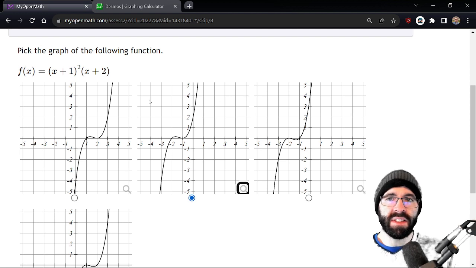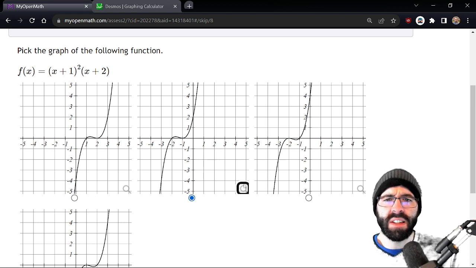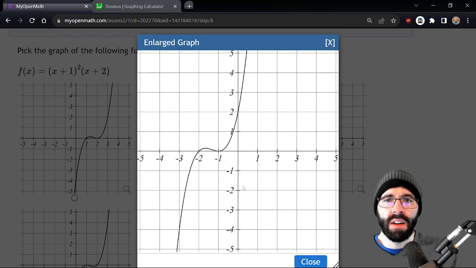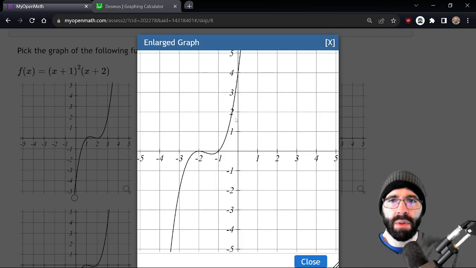All right, let's look at multiplicities. The -1 should have multiplicity 2. What does multiplicity 2 mean? It means at -1, we should be bouncing off. -2 has multiplicity 1, so we should just go straight through. So this looks believable. Number 2, check out number 3.